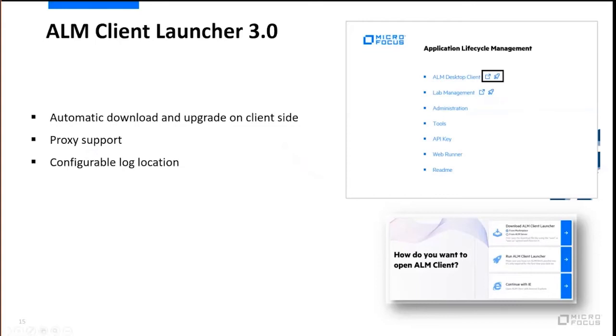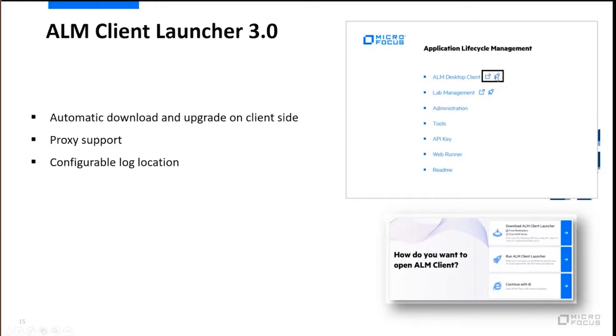And in version 15.5, Client Launcher 3 was introduced, in which the client-side files can now be automatically downloaded on the client machine. And if there is an upgrade, these files are automatically updated as well. So as you can see in the first screen, by going to the QC bin page, you can still open the ALM client by using a client launcher by using these two icons.